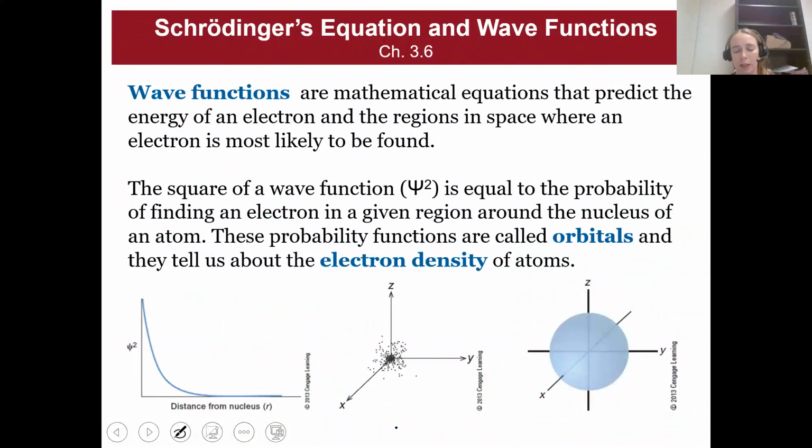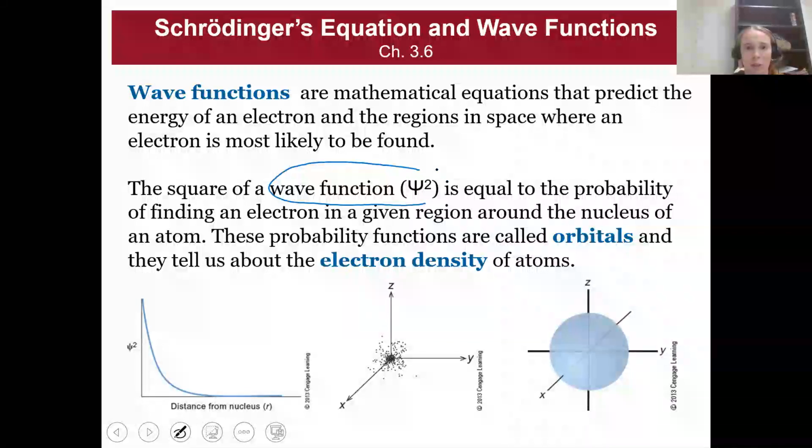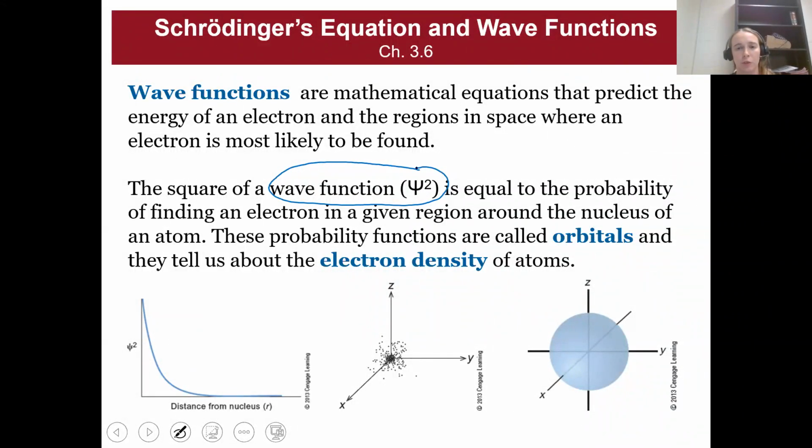Anywho, what else can we talk about related to quantum mechanics? Schrodinger's equation relates this wave function, which is represented as a psi. That's a Greek psi. The square of the wave function is equal to the probability of finding an electron in a given region around the nucleus of an atom. Basically, he came up with this really fancy equation called a wave function to describe the energy of the electron and the region in space where you can find it.